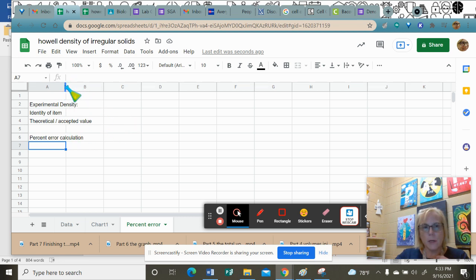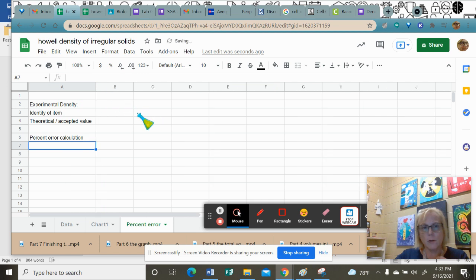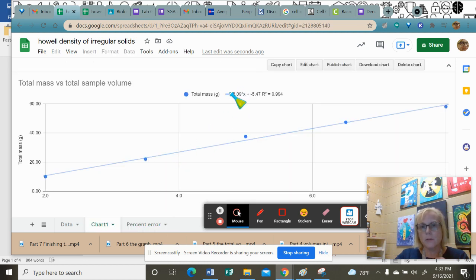Once I type those words in, I notice I need to drag my column over and make it larger so that the words fit. Now, the experimental density, you're going to type that in. That is the slope of your line, because the slope of the line is the difference in the y value, which is the mass, divided by the difference in the x value, which is the volume. So mass divided by volume gives you density. So your experimental density is this coefficient in front of the x. So for me, it is 8.09 grams per milliliter.